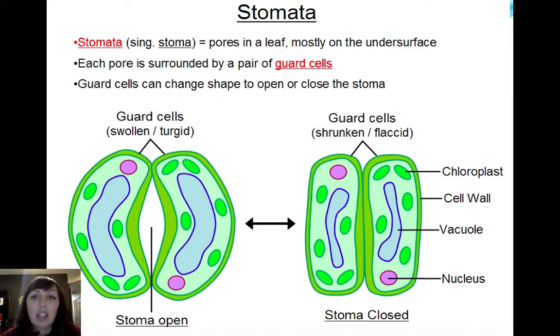The stomata are the pores in a leaf, and they're mostly on the undersurface. Each pore is surrounded by a pair of guard cells. Guard cells work to change shape, which will open or close the stoma. There are situations, like if it's really hot outside and there's not a lot of water, a water-poor condition, where the plant will not want a lot of its water to evaporate, and so it will close its stoma more. If you see here, the guard cells in this picture are swollen and turgid, and that causes them to bend and the stoma to open. And guard cells that are shrunken and flaccid close.